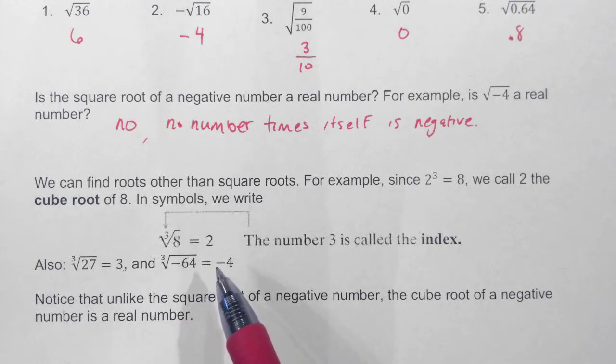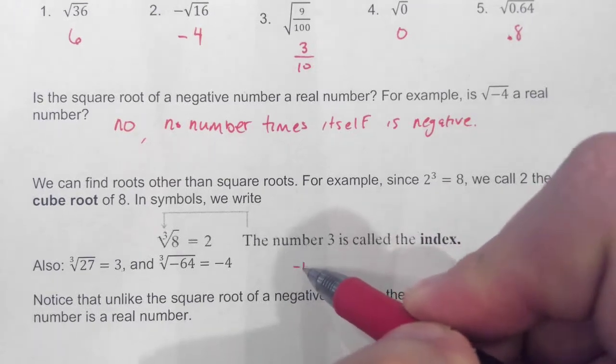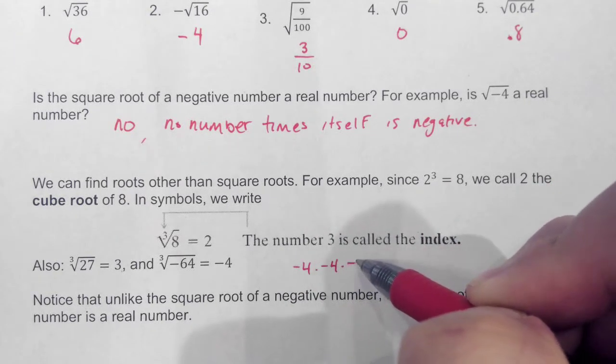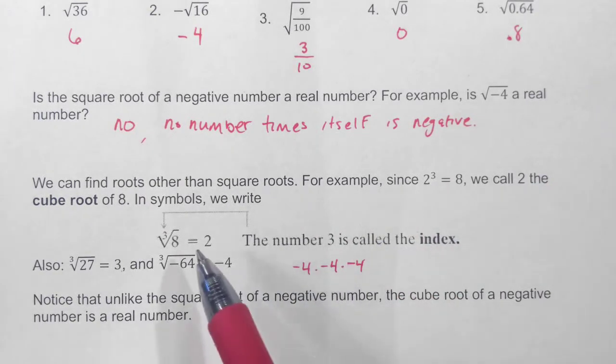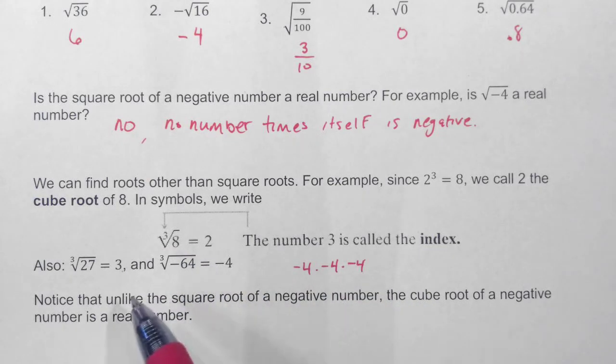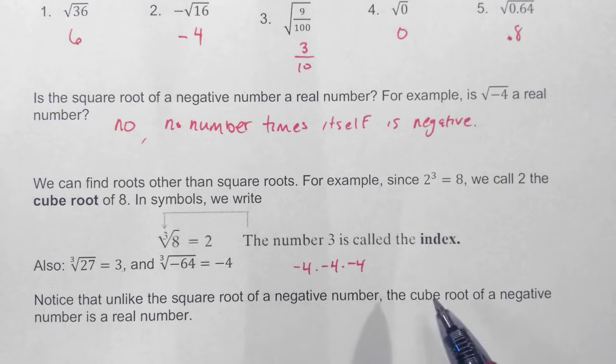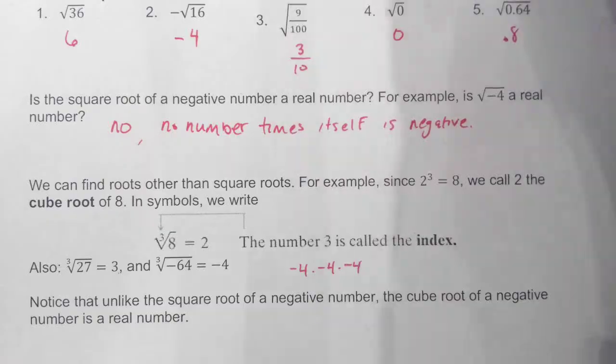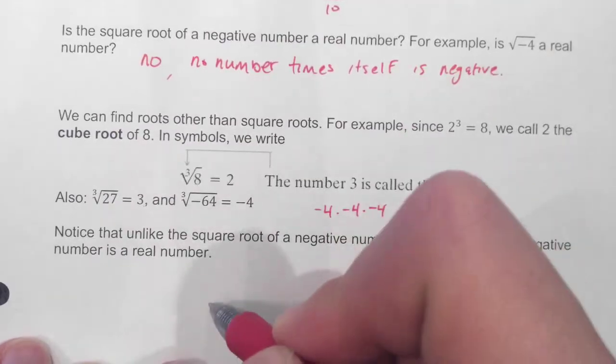Why is that the case? Well, think about it. What's negative 4 times negative 4 times negative 4? 3 negatives is a negative, and 4 times 4 times 4 is 64. So, unlike square roots, you can have cube roots of negative numbers. They are real numbers.